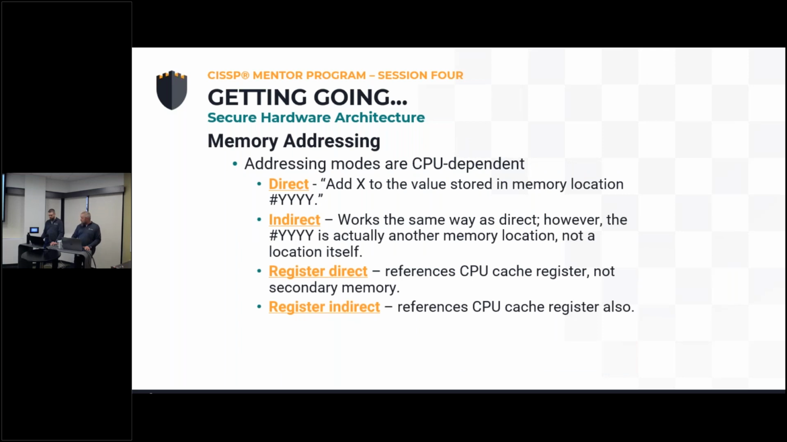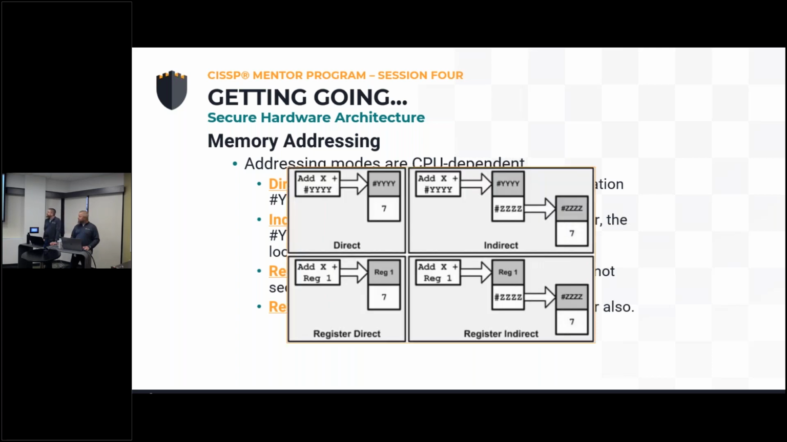Addressing modes are CPU dependent. There's really direct and indirect. It's just a question of whether you're talking about main memory or registers. Remember, registers are on the CPU itself. Direct addressing means, give me something at 1, and it's actually at 1. Indirect addressing would say, give me something at 1, and 1 is actually a pointer to 3. That would be indirect addressing. They're CPU dependent, but you can have both direct and indirect addressing on the same CPU. Register direct and indirect is the same thing; it just has to do with the register and not main memory. Make sense?